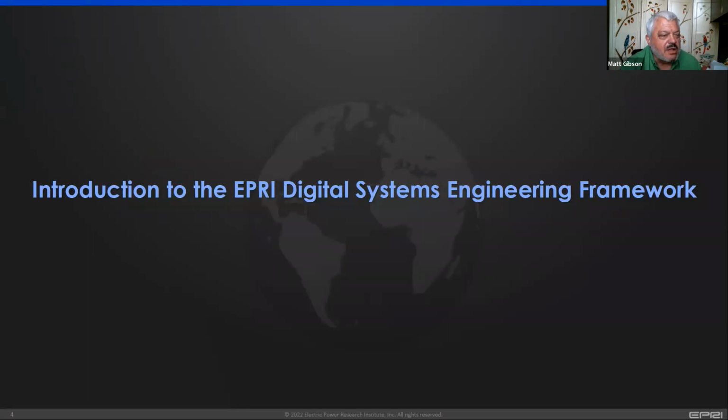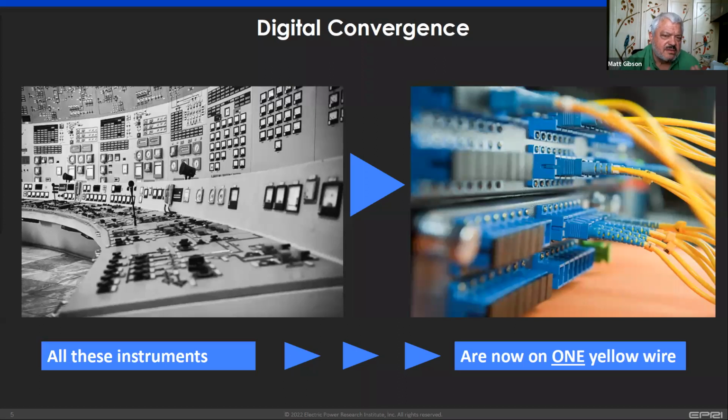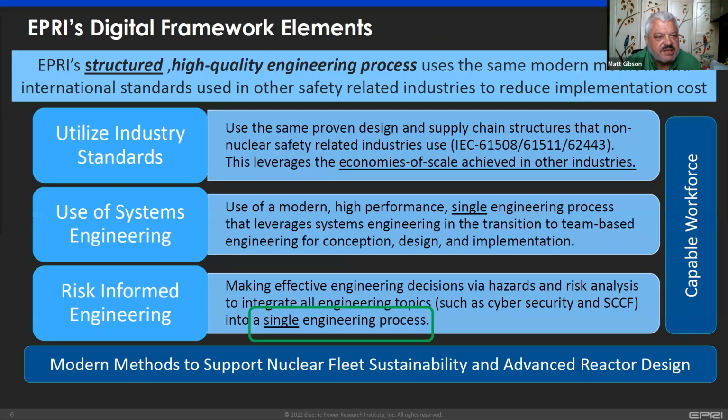So we're going to talk about the EPRI Digital Systems Engineering Framework. It's kind of a cool thing. Digital is different. I mean, you've heard that, but here's why it's different. You see all these instruments and different things, and this environment you see on the left has been optimized for the traditional instrumentation of the time when these plants were, the legacy plants anyway, were built. And so now all that information and possibly all that control can be done on one yellow wire. That's really a change. That's really a sea change.